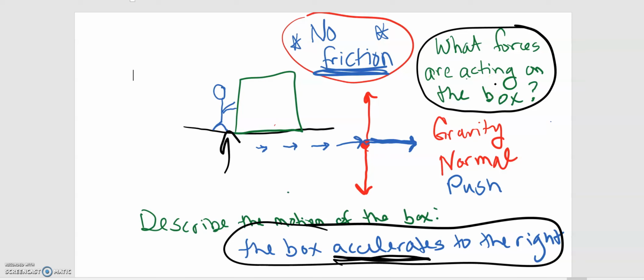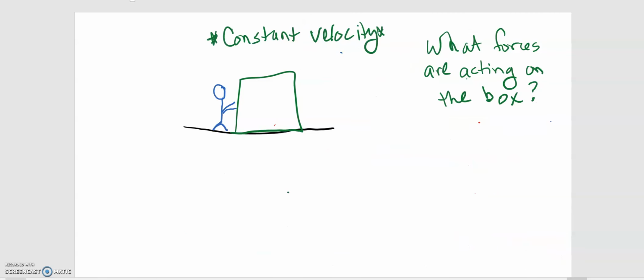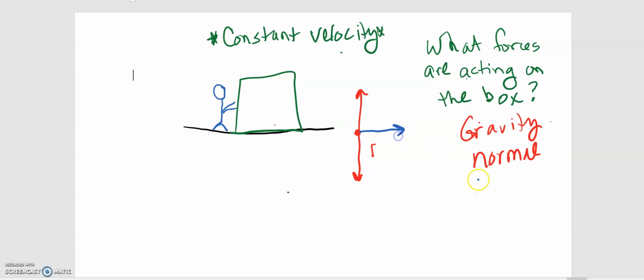Okay, let's do one more. So let's say this time the directions tell you that there's a person pushing the box and they are going at a constant velocity. Well, if we want to look at what forces are acting on the box, again, it's just a good habit to start with gravity and the normal force. And again, we have the person pushing. So you could call that the push, you could call it the applied force.